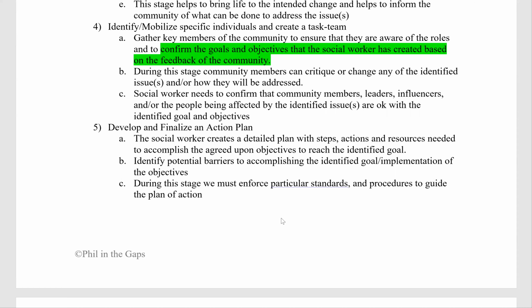So the social worker creates a detailed plan with steps, actions, and resources needed to accomplish the agreed upon objectives to reach the identified goals. Why? Because the objectives are the action steps, the goal and or multiple goals is what we're trying to accomplish. And this is where it's going to be super important to identify potential barriers to accomplishing the identified goal in the implementation of the objectives.